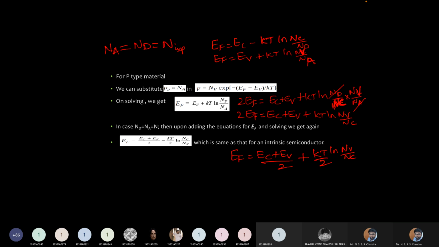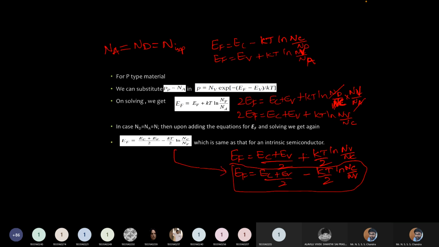The same thing you can rewrite as (Ec plus Ev) by 2. Instead of plus kT, you can also represent it as minus kT by 2. The only thing is that if you are changing the sign over here, the logarithm terms will also be interchanged. It will become log N Nc by Nv. So this is the final expression that you are getting over here.